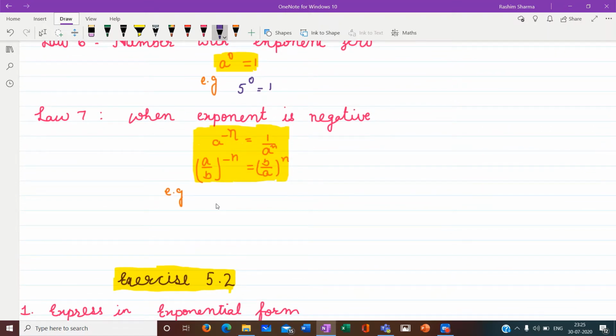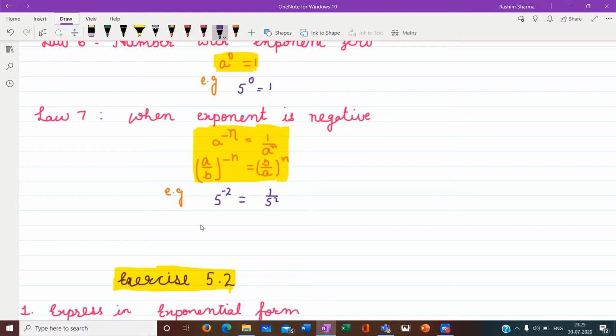Okay, and same way when we have a fraction with a negative exponent, how will we write it? Let us take this as an example, 5 raised to power minus 2. What does this mean? It means that it is equal to 1 upon 5 raised to power 2. So we can solve it here.